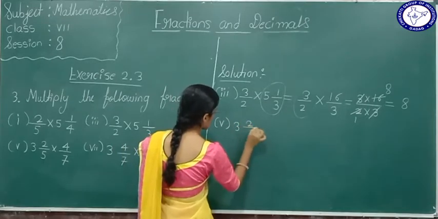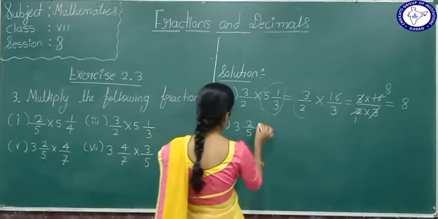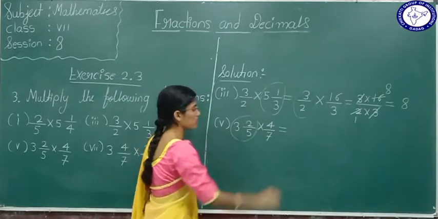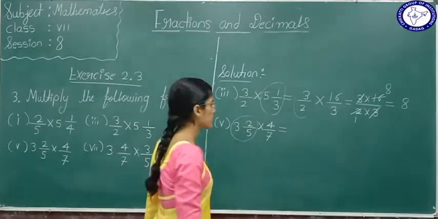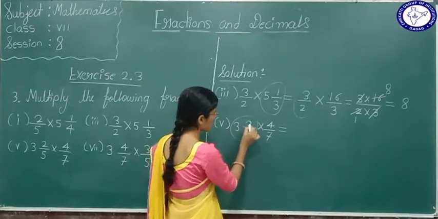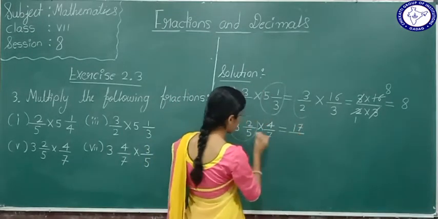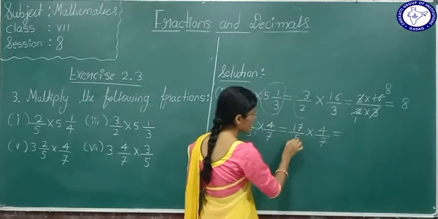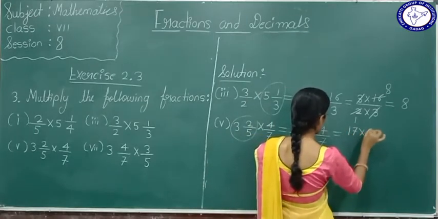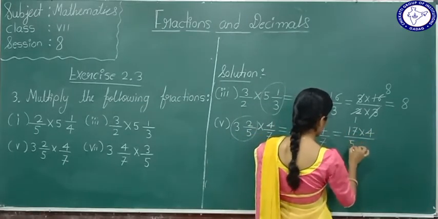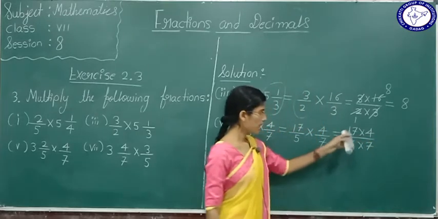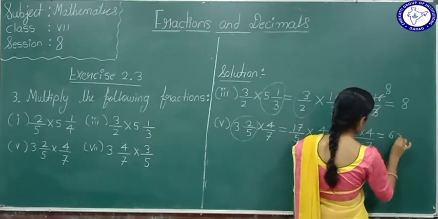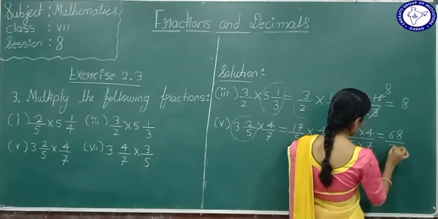3 integer 2 by 5 multiplied by 4 by 7 is equal to. See, this is in a mixed fraction, convert it into an improper fraction. What is that? 5 threes are 15, 15 plus 2 is 17. 17 by 5 multiplied by 4 by 7. Okay, multiply a fraction with a fraction, that is 17 multiplied by 4 divided by 5 multiplied by 7. Will anything cancel here? No. What is 17 fours? It is 68 by 5 sevens are 35.